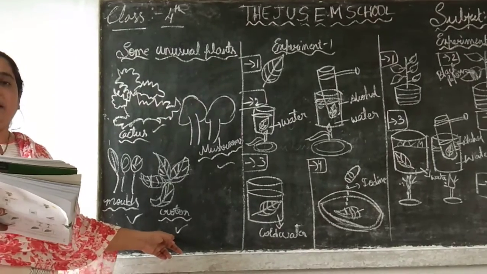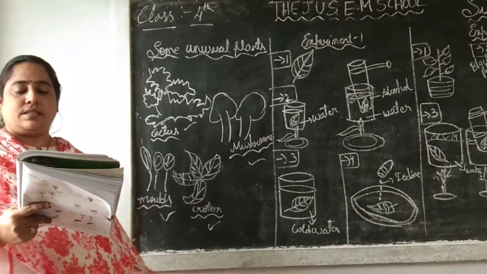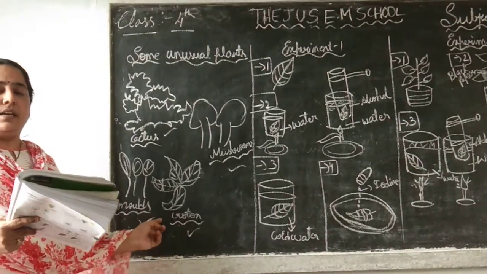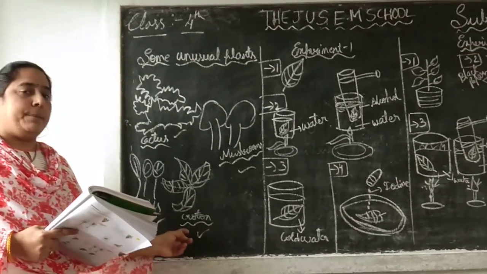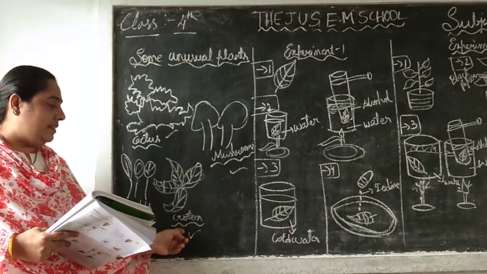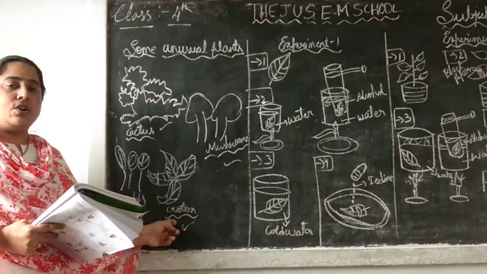Does photosynthesis take place in such leaves? Yes, it does, because chlorophyll is present. The photosynthesis takes place because the chlorophyll is present in croton.